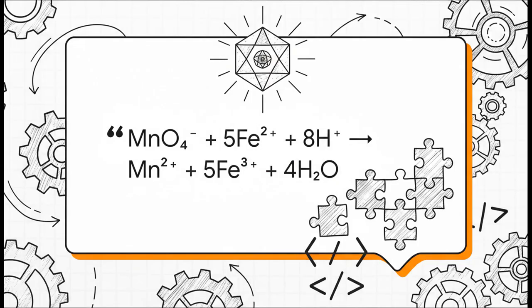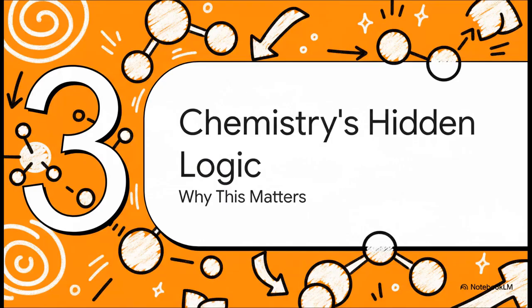The puzzle is solved. What looked completely impossible at the start is now perfectly balanced. And we didn't have to guess a single thing. We just applied the rules of chemistry's hidden code. So why does all this matter? I mean, is it just a clever trick for chemists? No, not at all. This method actually reveals something really fundamental about how chemical reactions work. At their core, they are all about the movement of electrons.